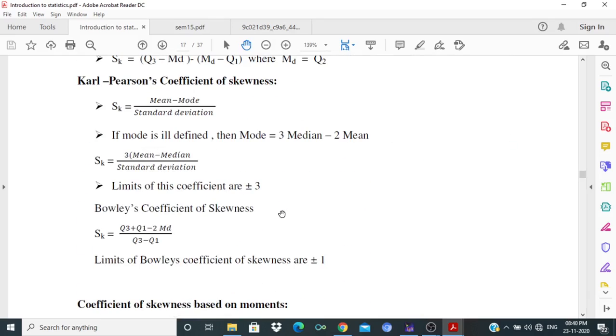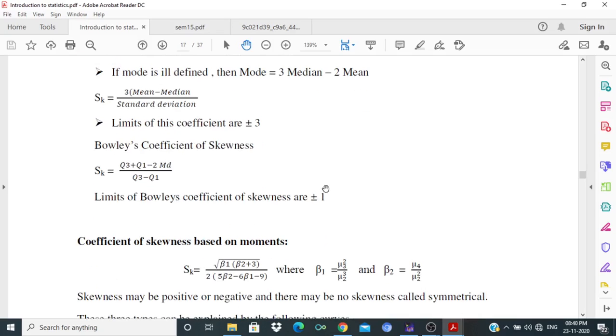They are Karl Pearson coefficient of skewness, based on mean, mode and standard deviation, denoted by Sk, mean minus mode divided by standard deviation. The range of Karl Pearson coefficient of skewness is -3 to +3. Sometimes mode is ill-defined. In that situation, mode is equal to 3 median minus 2 mean. By using this formula, the Karl Pearson coefficient of skewness is given by 3 into (mean minus median) divided by standard deviation.